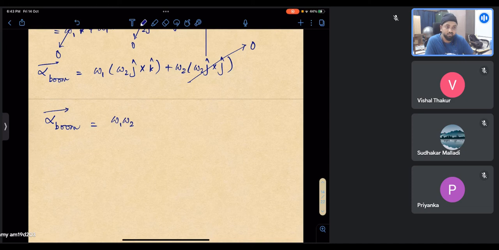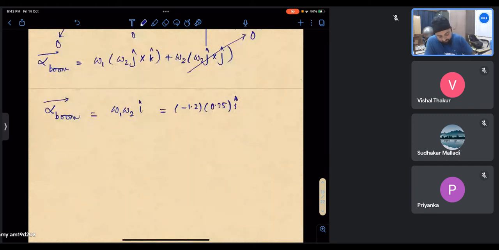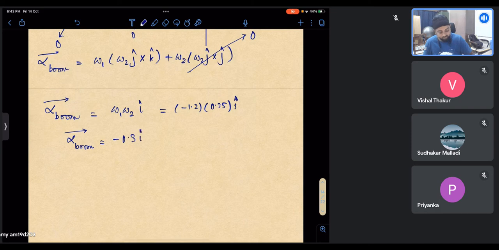So it is nothing but omega 1, omega 2. j cross k, we know, is i. So what is my omega 1 and omega 2? I can substitute from here. It is nothing but minus 1.2 into 0.25 i. So my alpha comes out to be minus 1.2 into 0.25. It is minus 0.3 i cap.